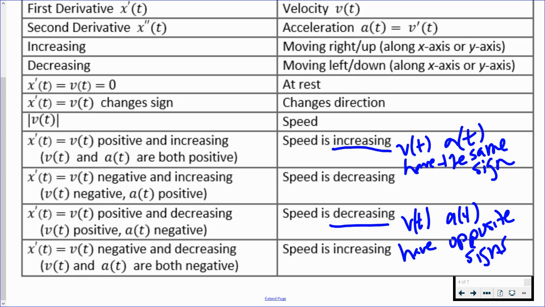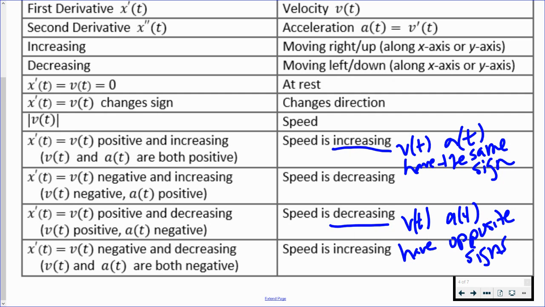We do see these problems sometimes, especially as a piece of a free response. That's usually where that shows up. It'll ask if speed is increasing or decreasing. And so you want to take a look at the values of velocity and acceleration at that specific t value. Okay, if they have the same sign, then the speed is increasing. If they have opposite signs, then the speed is decreasing.